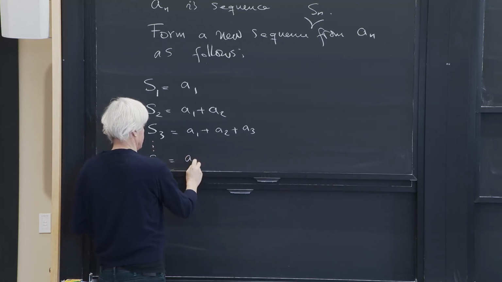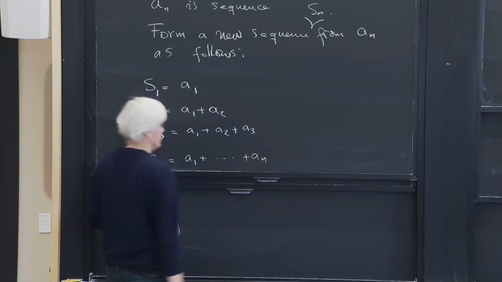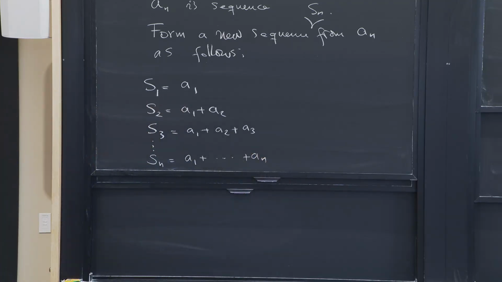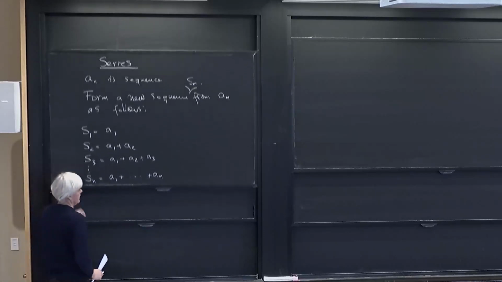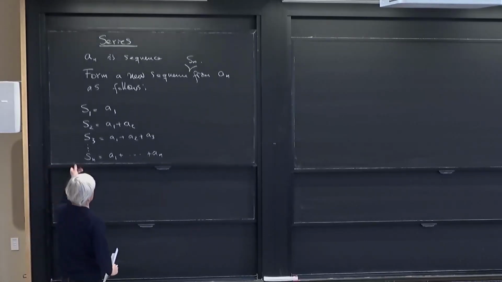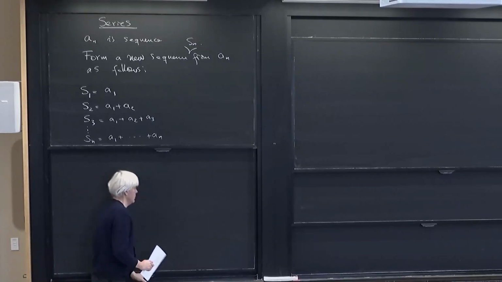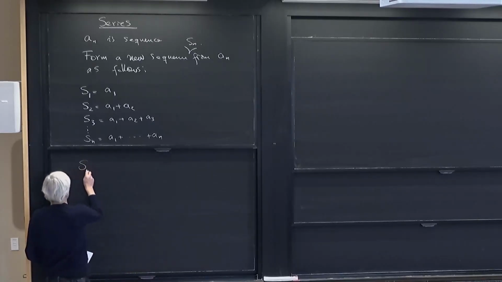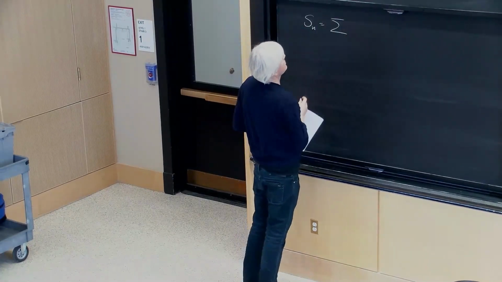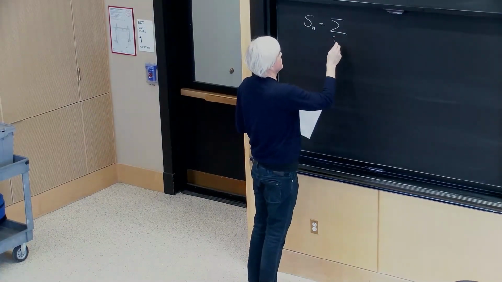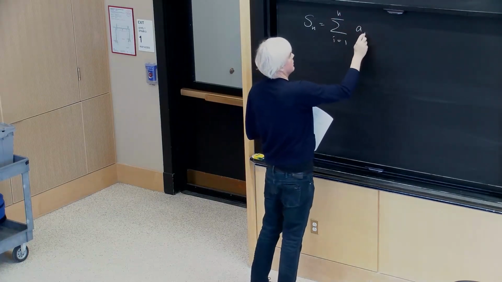So this is the sum of the first n elements, right? And you typically write S_n as the sum from i equals 1 to n of a_i. In this case I'm starting at 1, but you could start at something else.